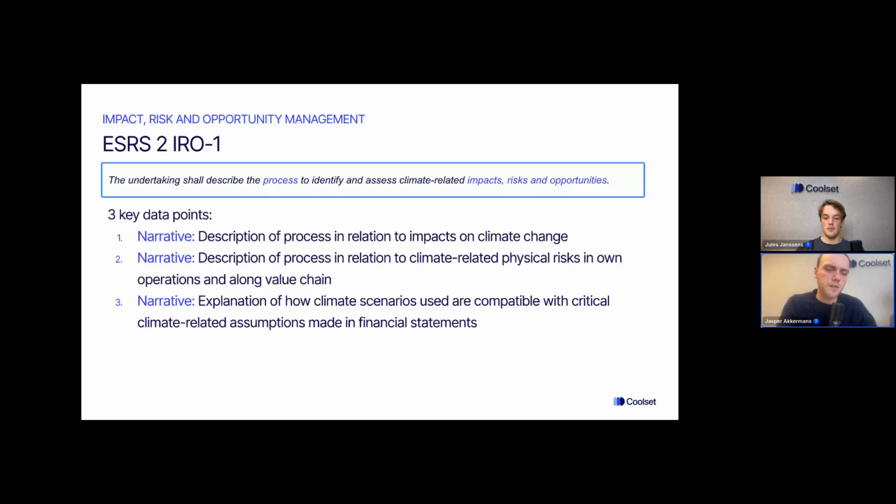So just to give you a bit of context on this topic here, you're really looking at the IROs and how you come up with them. For example, what you're going to include is an overview of the process that you've taken. So which stakeholders have you spoken to in order to determine the IROs? Which sources have you gathered? Have you looked at academic literature? Have you looked at news articles? What are the kind of processes that you've taken in order to get to the IRO overview that you have for ESRS E1?